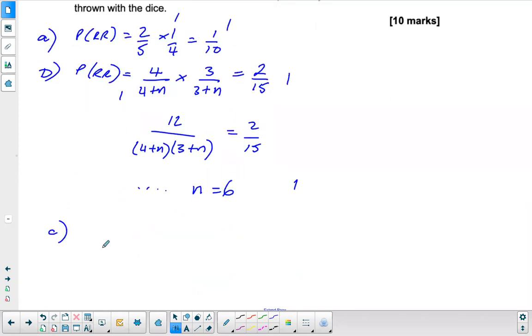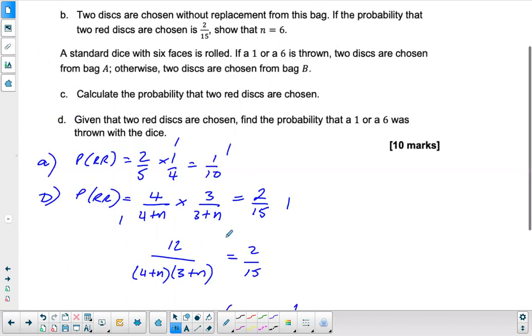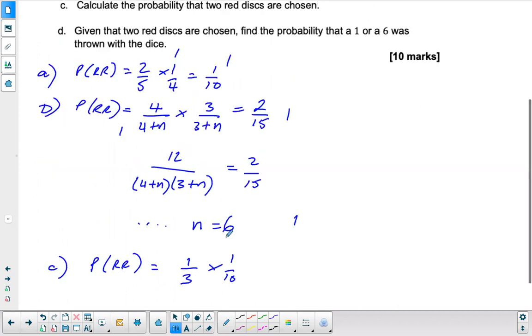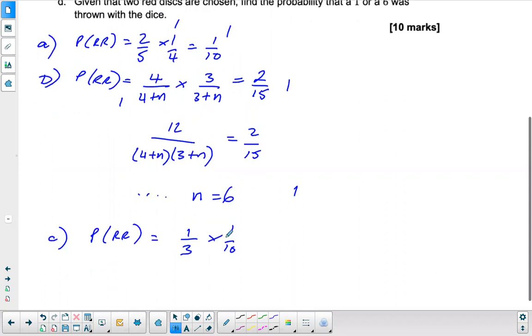Well, the probability of that is 1/3 times 1/10, because this is after you rolled a 1 or a 6. You get 1 or a 6 is a 1/3 chance of choosing from bag A. Now 1/3 times 1/10 plus 2/3 times 2/15ths, which comes out to 11 out of 90. Again, 2 marks for that, 1 for setting up the equation, 1 for the final answer.